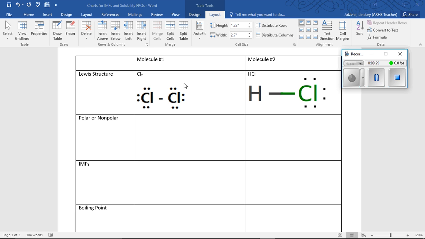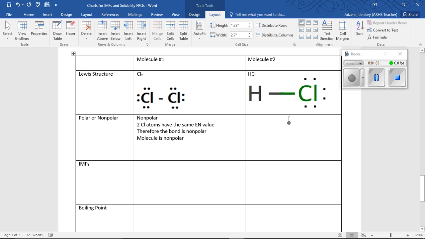All right, so here we go. I went ahead and drew the structures, or you would need to draw the structures for each because you're not given them. That's not too bad. Are they polar or non-polar? So Cl2 is going to be a non-polar molecule. The two chlorine atoms have the same electronegativity value. Therefore, the bond is non-polar and the molecule is non-polar as well.